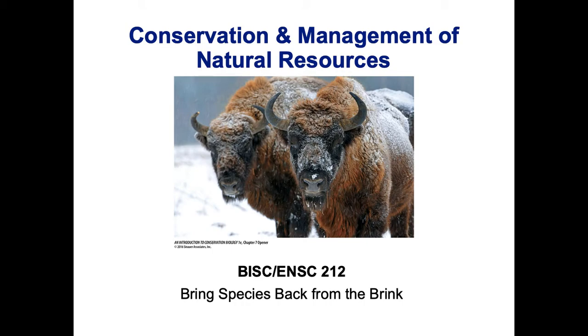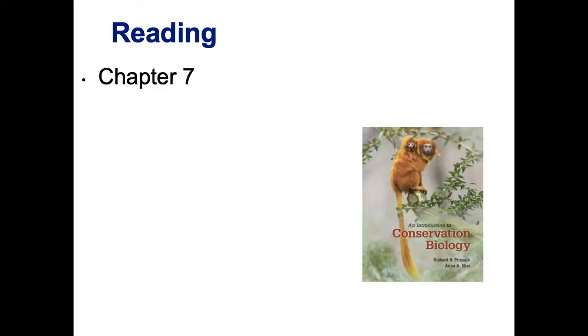Everyone. So we are going to move on to chapter 7, which is all about bringing species back from the brink. So we're trying to figure out what to do if a species is really close to extinction, and we're trying to do everything in our power to keep that from happening.